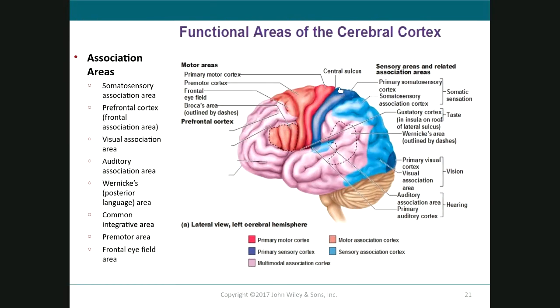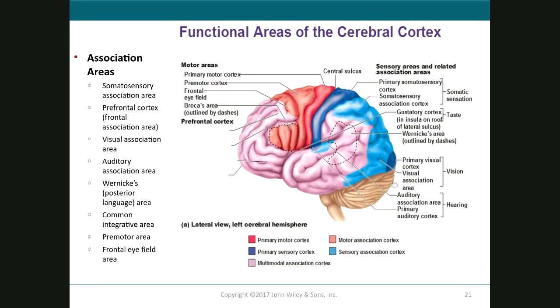The gyri behind the central sulcus are called the postcentral gyri, or the primary somatosensory cortex, and this is the somatosensory association region. The importance of this is that, remember when we talked about the spine, sensory information was coming in posterior and motor information is going out anterior, in front. So remember, you get pushed from behind and you go forward. All of this is receiving sensory information. All of this is the reaction or the motor integration.